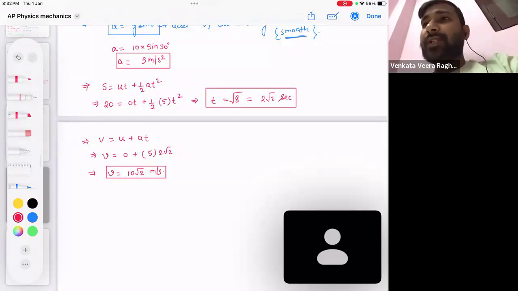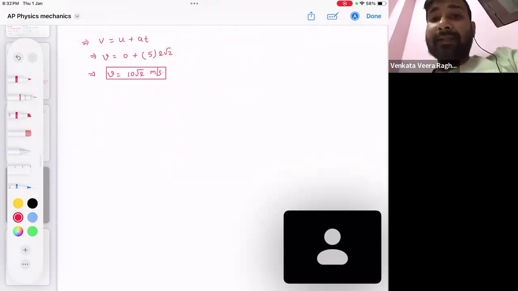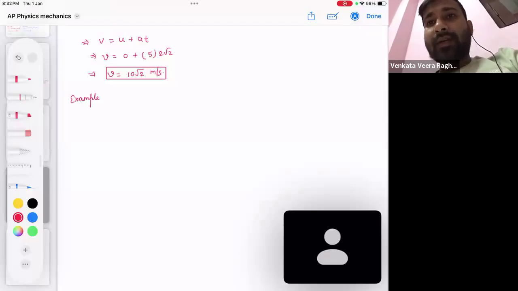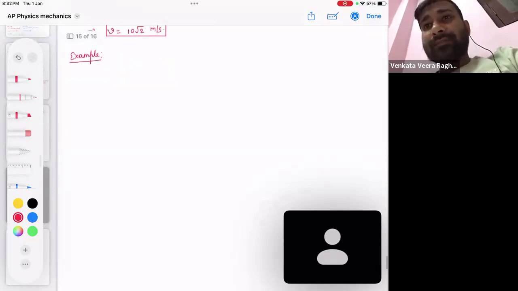Right? So these are the cases of equilibrium and acceleration. Sometimes we will have the pulley block system, an example based on the pulley block system. Okay, let's take one example.